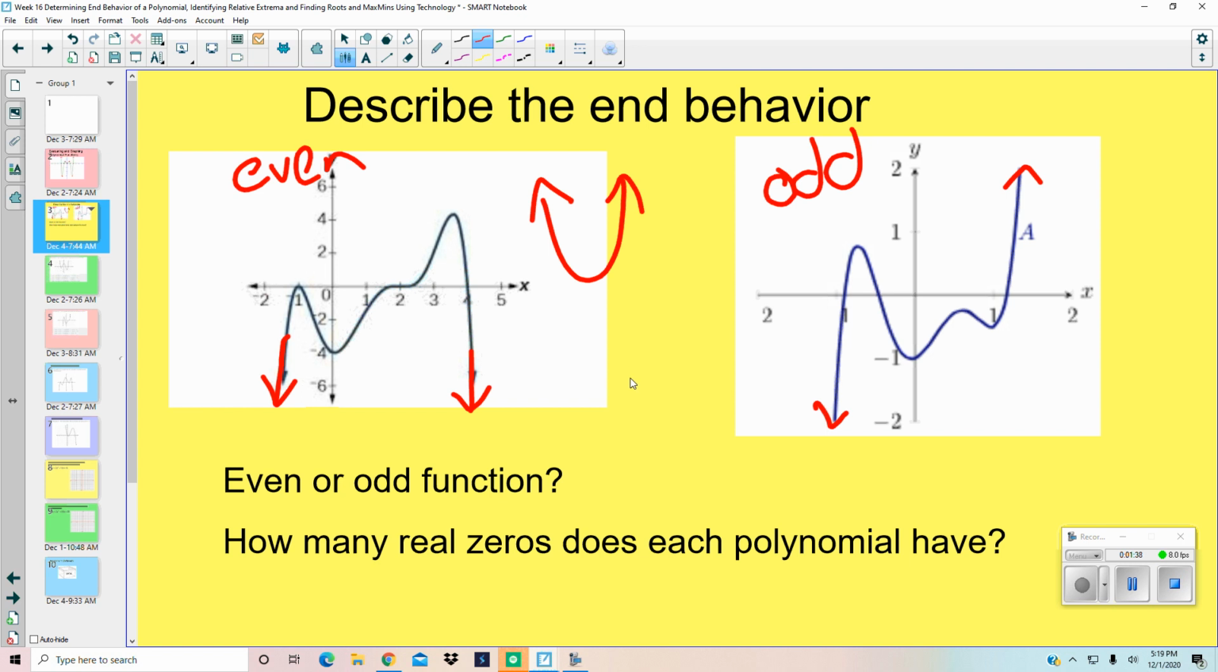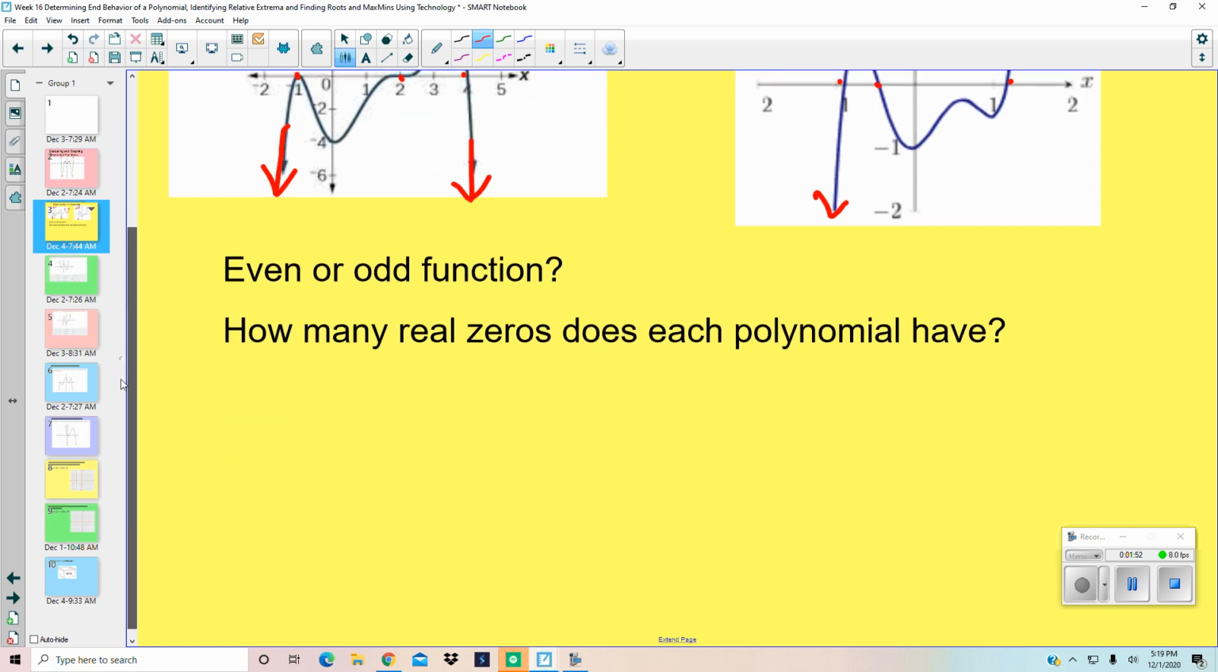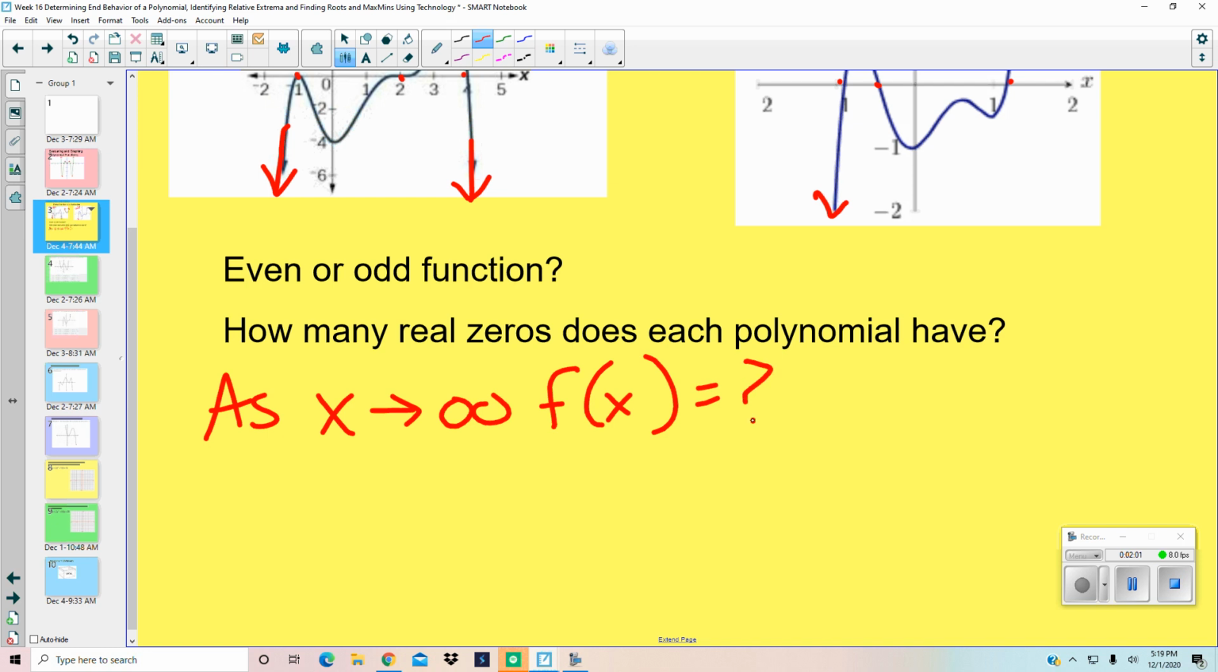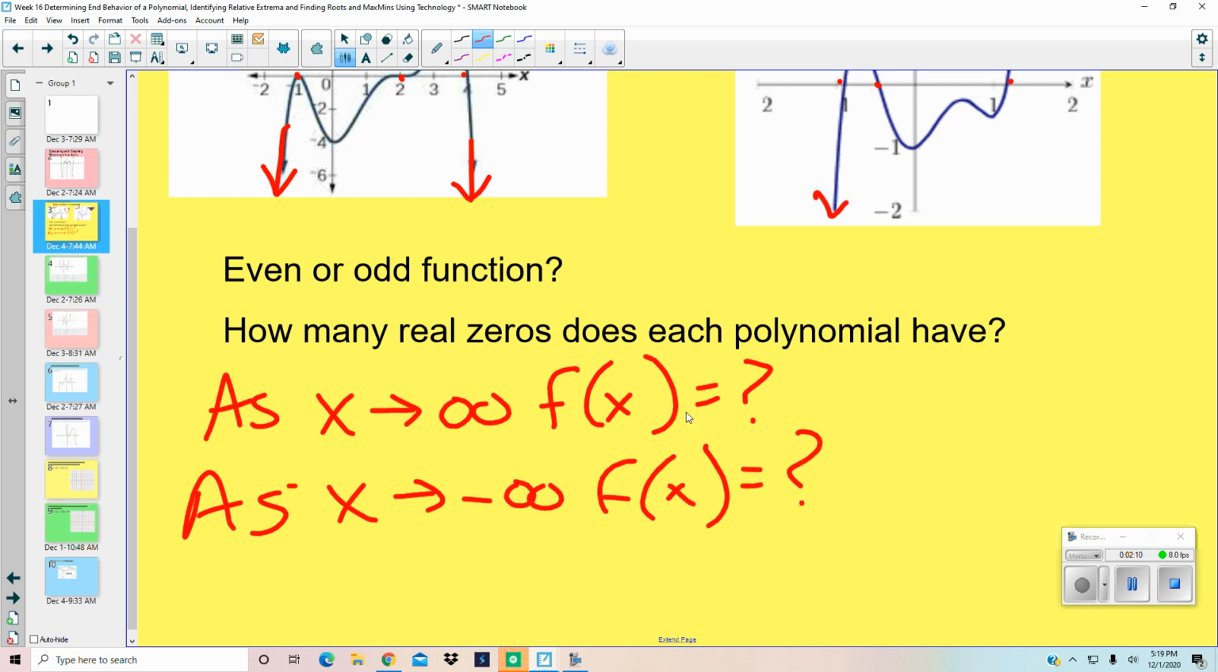And then when you're talking about the zeros that a polynomial has, that's just where it's crossing the x-axis in those spots. So this is what the problems are going to look like in Delta Math. The notation for end behavior is this: as x goes to infinity, what does f of x go to? Or as x goes to negative infinity, what does f of x go to? So what's happening to the y value as x is going to infinity?